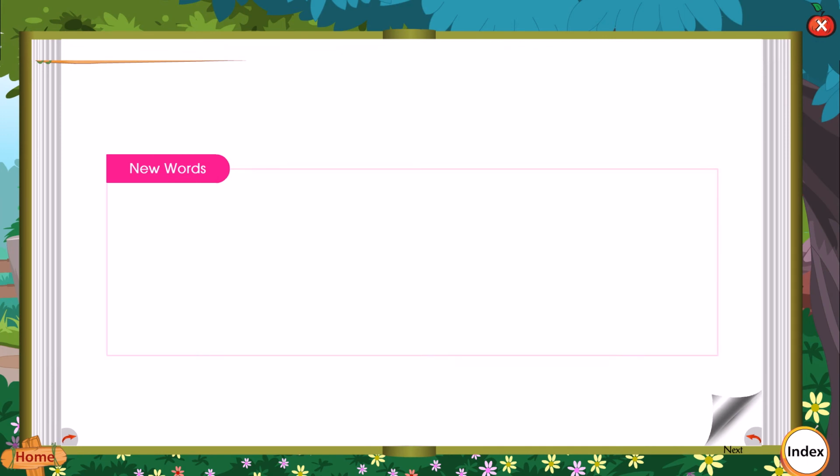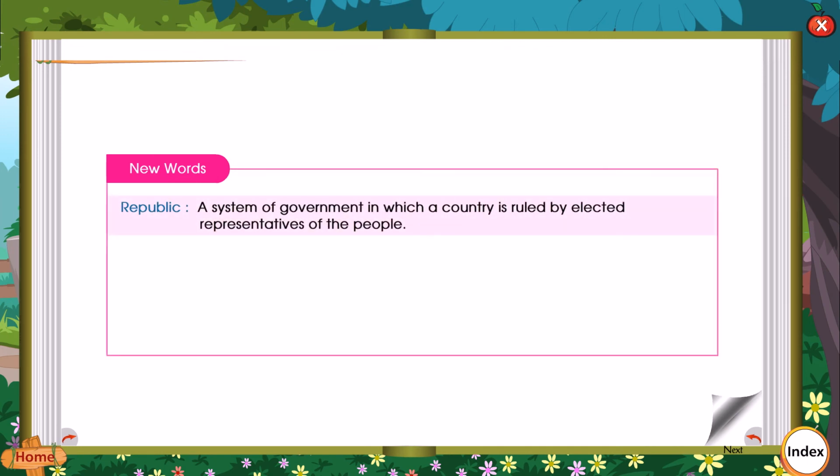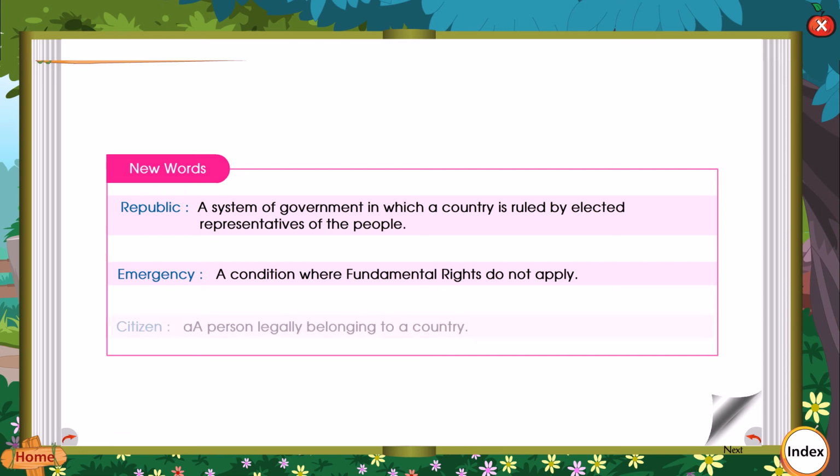New words. Republic, a system of government in which a country is ruled by elected representatives of the people. Emergency, a condition where fundamental rights do not apply. Citizen, a person legally belonging to a country.